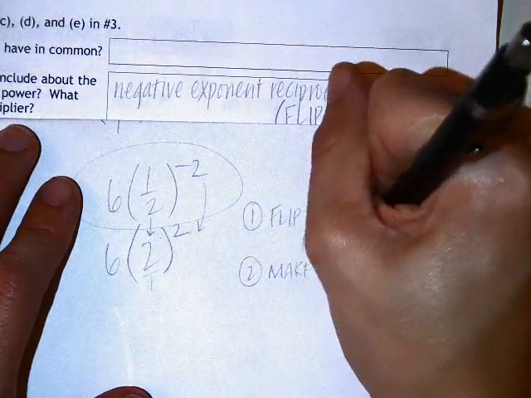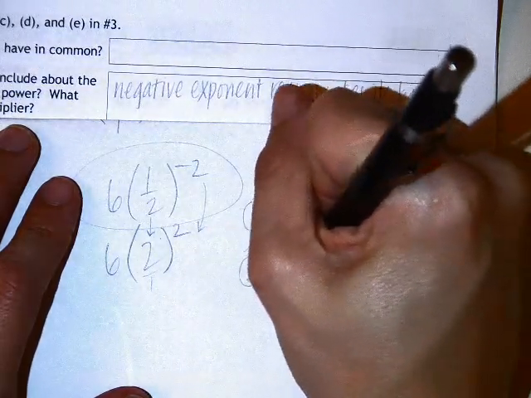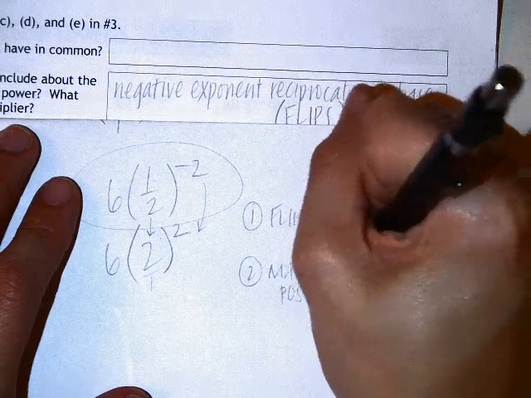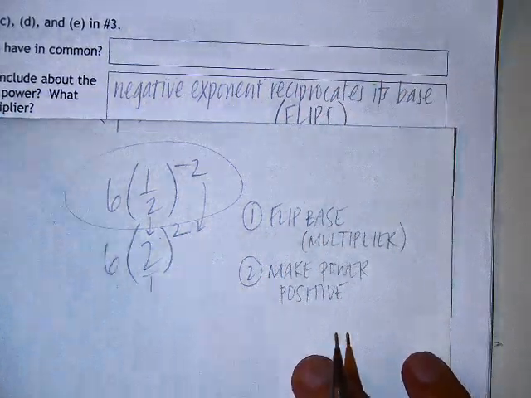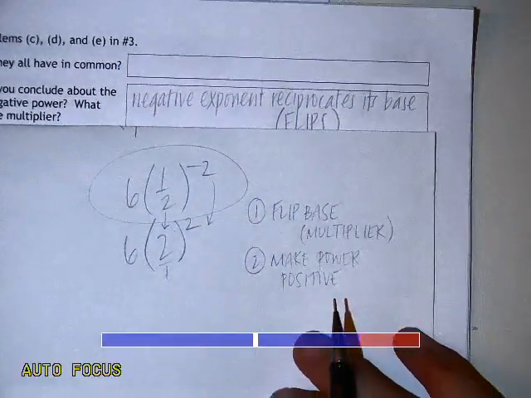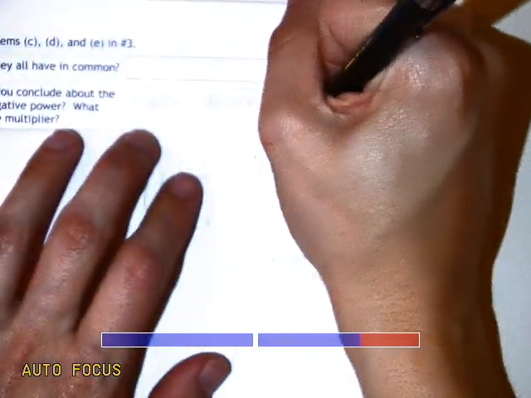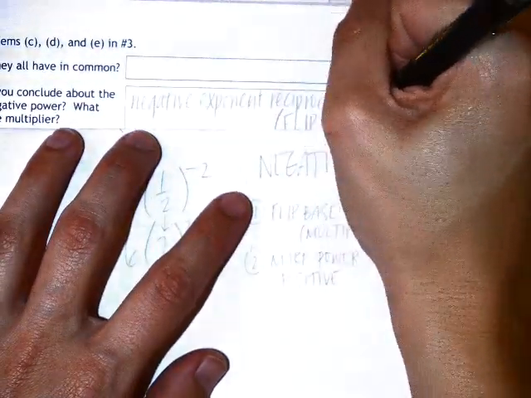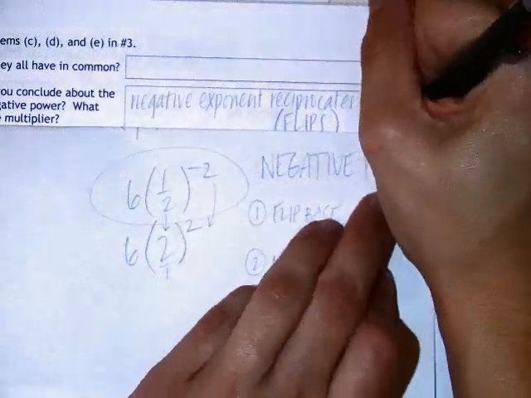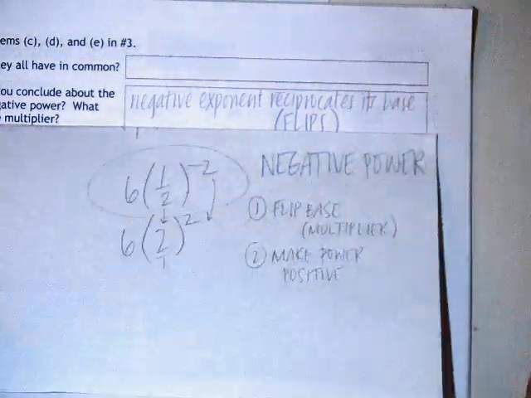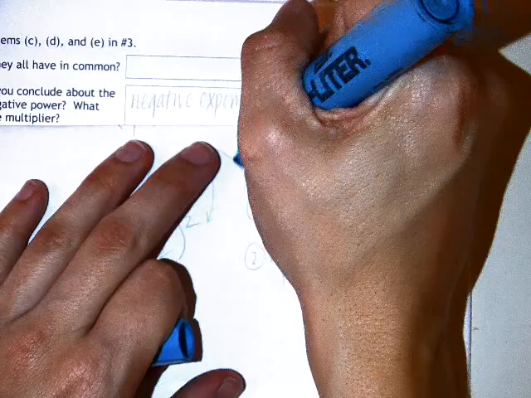If you want a quick and dirty way of giving yourself some notes here, that's essentially the key rule that you should take away from this. That if you have a negative exponent, so this can be a general rule for all negative exponents or negative powers, then you can think of it as a 2-step process.